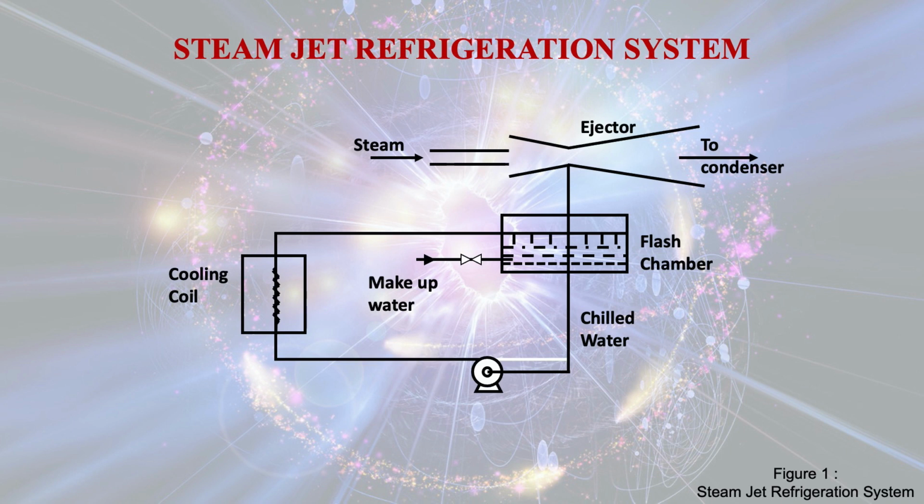is maximum, so pressure will be less. Because of the low pressure, a vacuum is created in the flash chamber, and in the flash chamber the water is falling just like a spray of water, and some water particles will evaporate and take the latent heat from the water itself. Thereby the water temperature will go down and the water will be cooled.